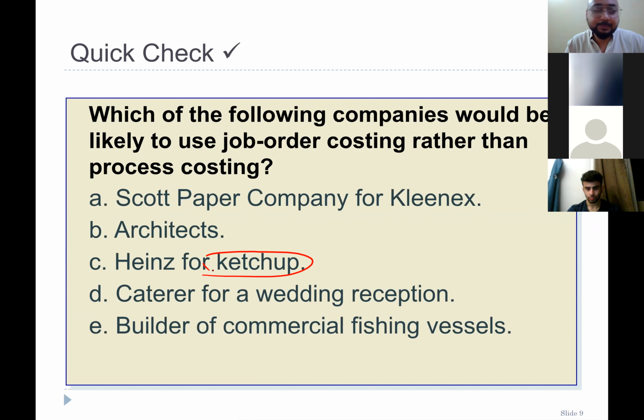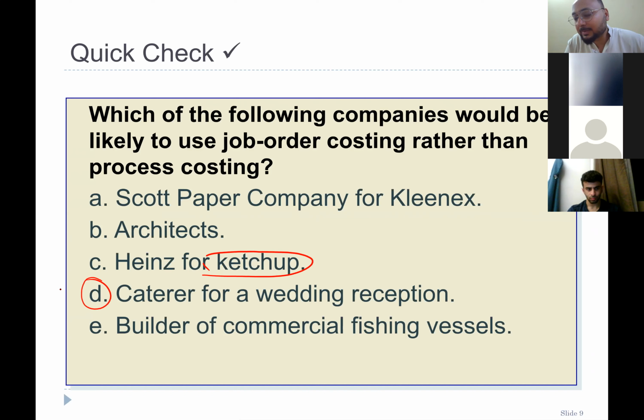Architects is job order costing or process costing? Job order costing, not process costing, because every house, every construction is unique. If the question says an architect with the same type of construction, then that would be process costing. But normally it doesn't happen.